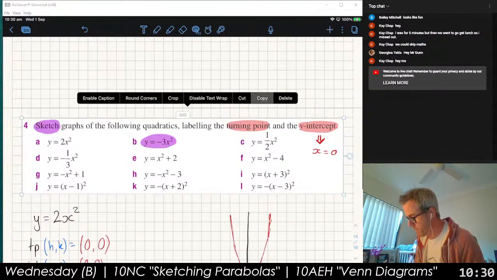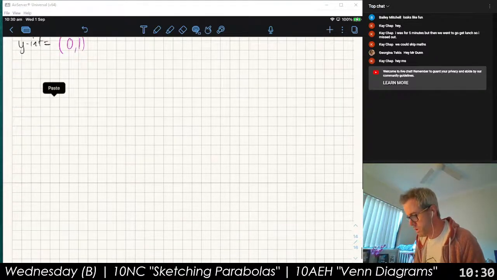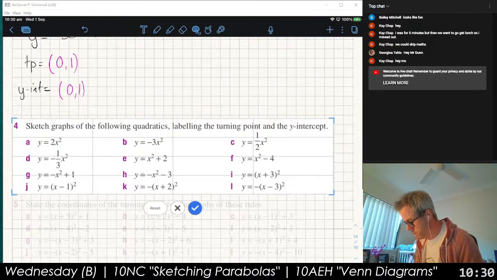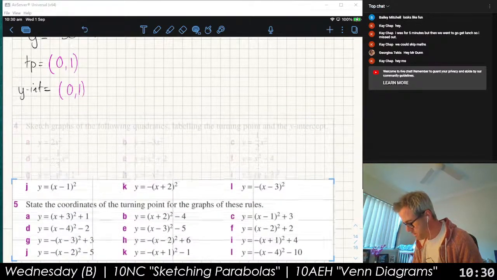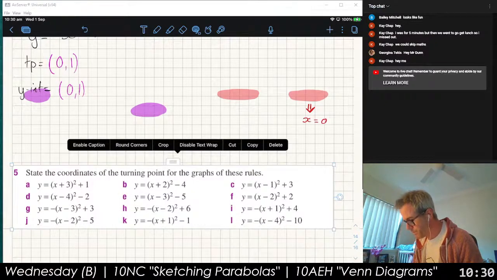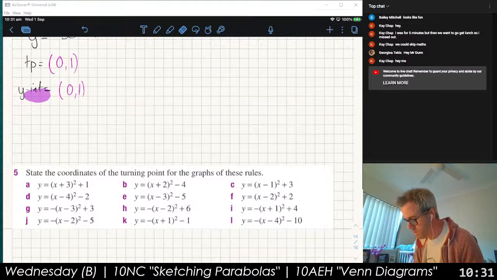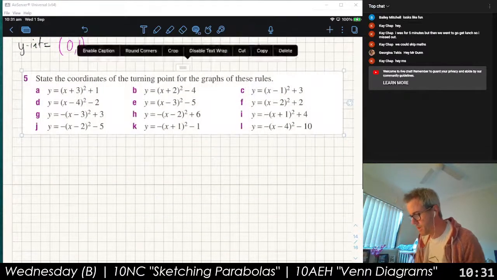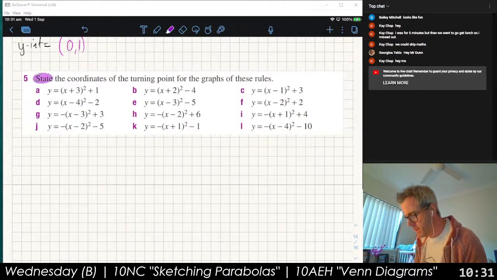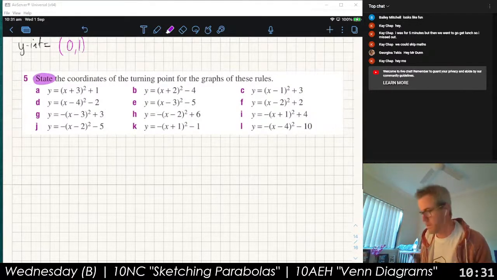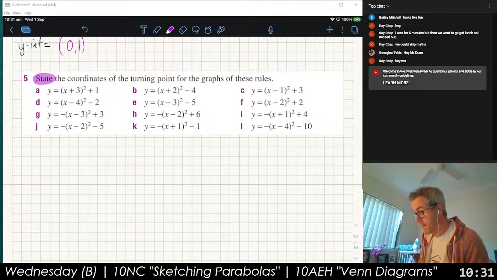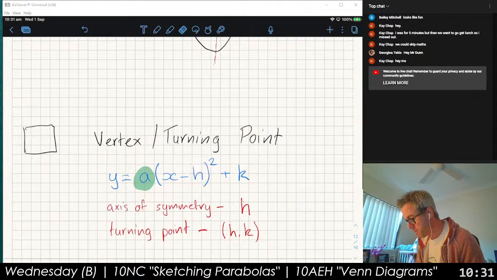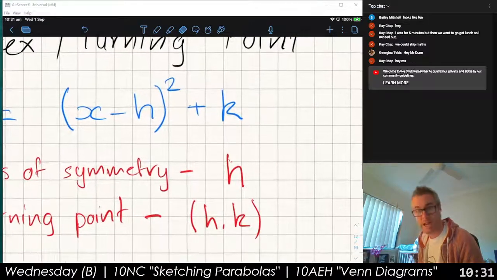And you can go ahead and tackle a few of those things on your own. Now, let's have a look at question 5. Let's get rid of you. All right, let's do question 5. State the coordinates. This one's an easy one, because it's simply asking us to state the coordinates of the turning point for these graphs. And we should know this by now. We've been banging on about it for so long. The turning points are there. Turning point formula is h, k.